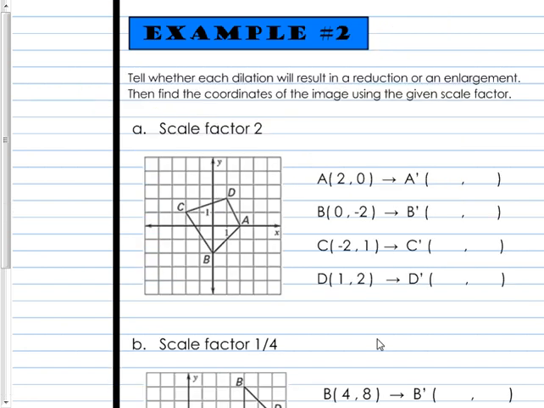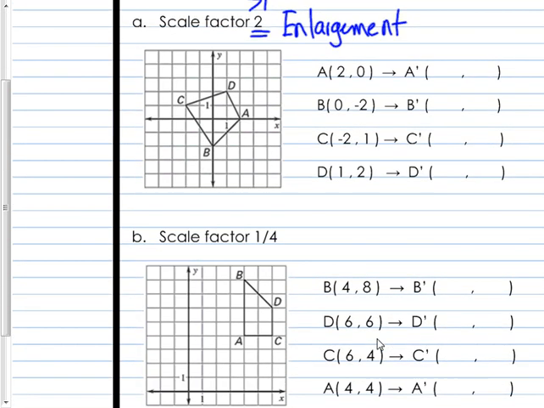That's the answer. Example 2, tell whether each dilation will result in a reduction or an enlargement. Then find the coordinates of the image using the given scale factor. Scale factor of 2. Well, scale factor of 2 is greater than 1, so that would be an enlargement. Okay, so we said whether it was an enlargement or reduction. Now we have to apply the scale factor to all of our points. Okay? And you do that by simply multiplying each coordinate by the scale factor.